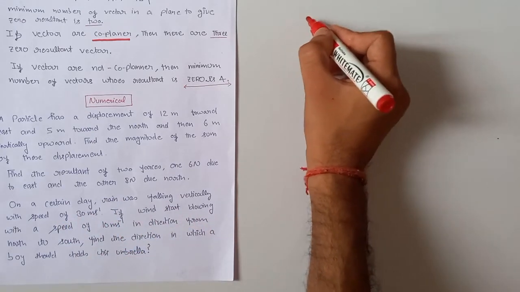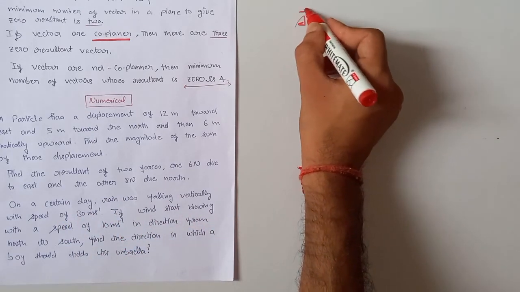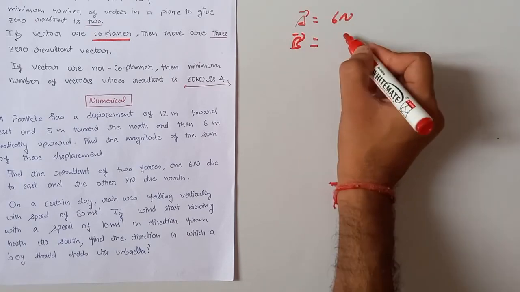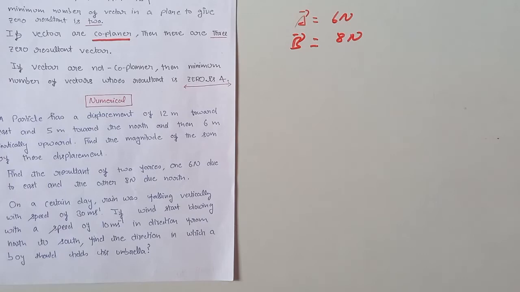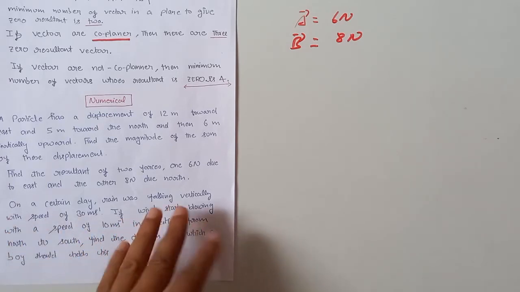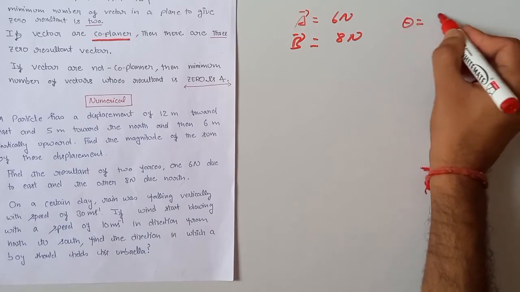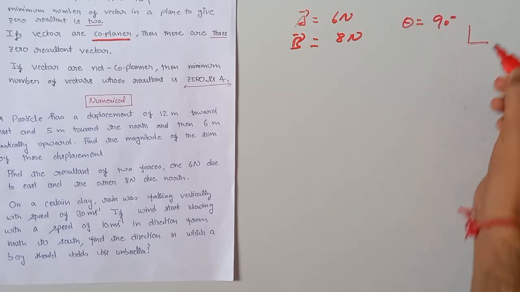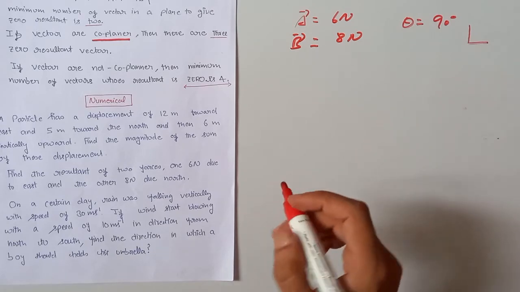Here the two forces are, let the first force be denoted by A, which is equal to 6 N, and the second force B, which is equal to 8 N. One force is toward east and the other force is toward north. Then the angle between them is theta equal to 90 degrees, because north and east are at a right angle to each other.